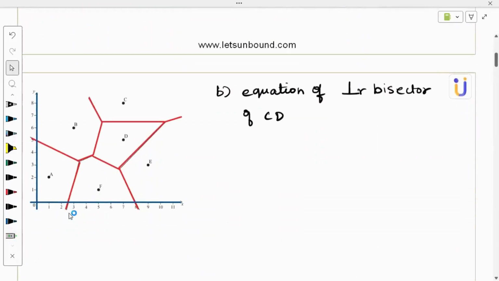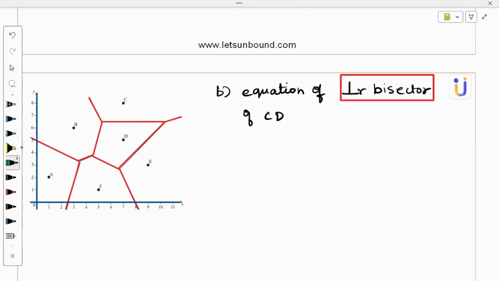Now, the next part is, with the same Voronoi diagram, we have to find the equation of the perpendicular bisector of CD. Okay, let's look for CD. C is actually 7, 8. Let me mark a different color. When you see C and D, they are on the same line. So 7, 8 and the other one is 7, 5. That is C and D.